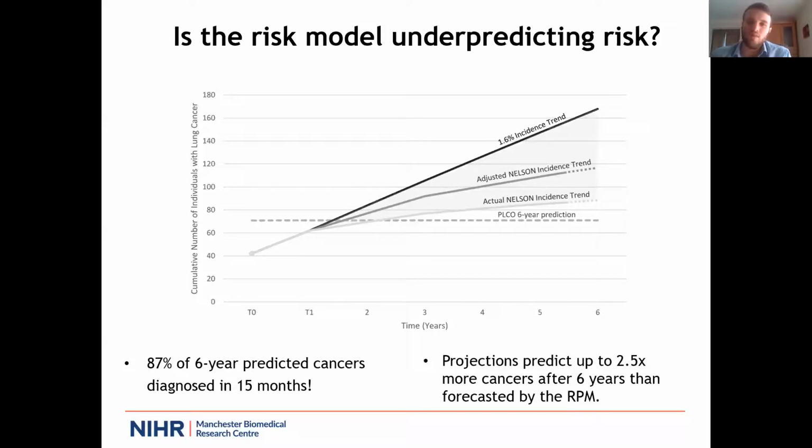And we show that even if we use the most conservative projection, there would have been considerably more lung cancers found than was predicted by the risk model. If you take the least conservative projection, then it would be more than 2.5 times the amount of cancers after 6 years than were forecasted. So this really shows something about the risk model applied to a very, very high risk population in Manchester.